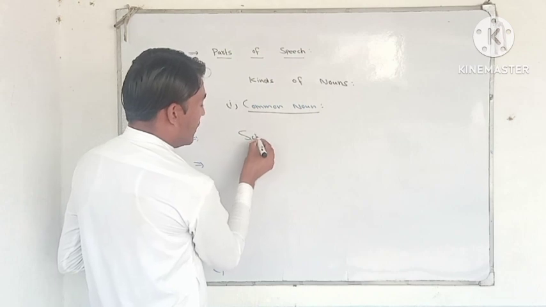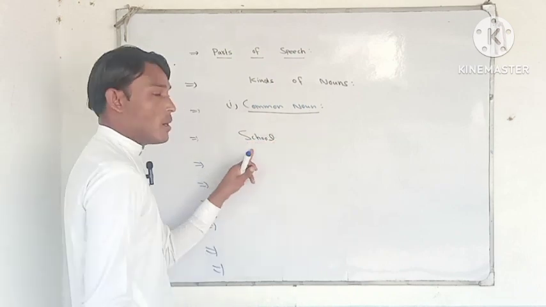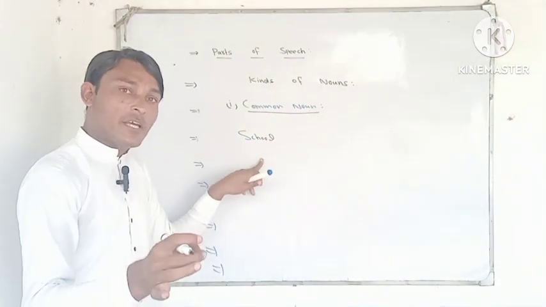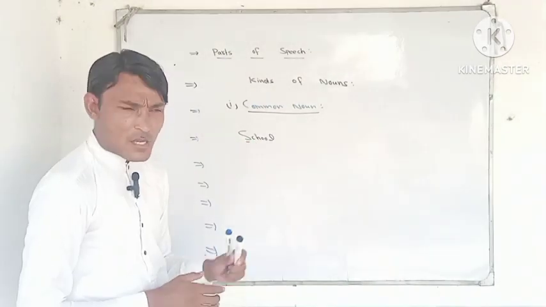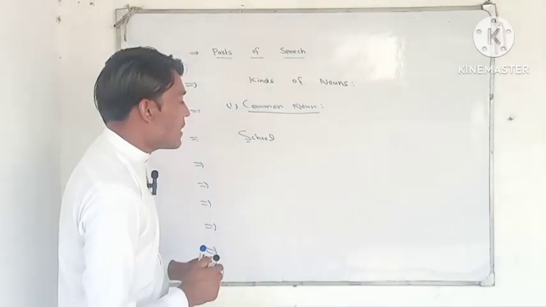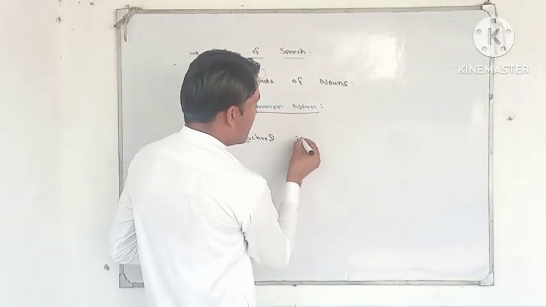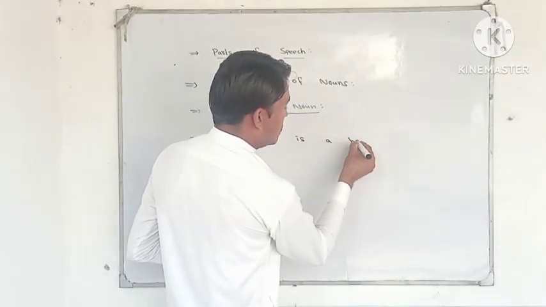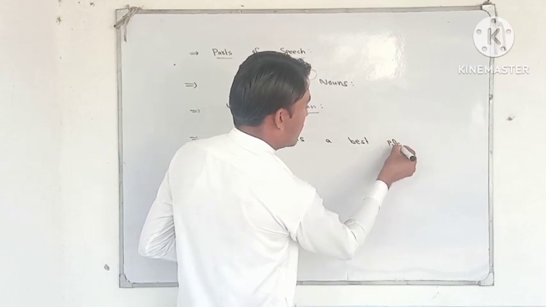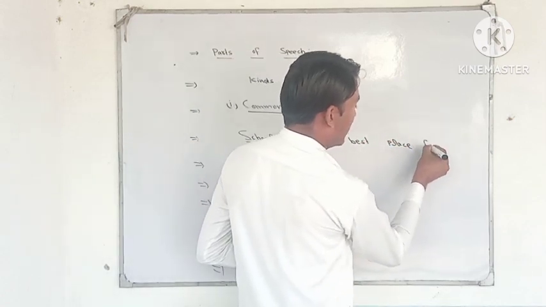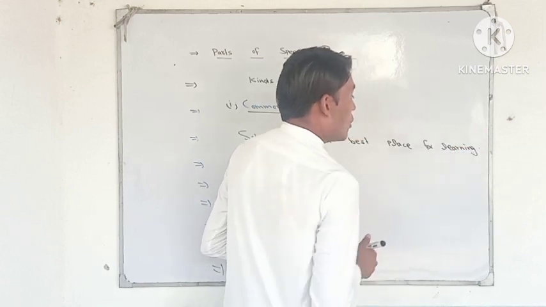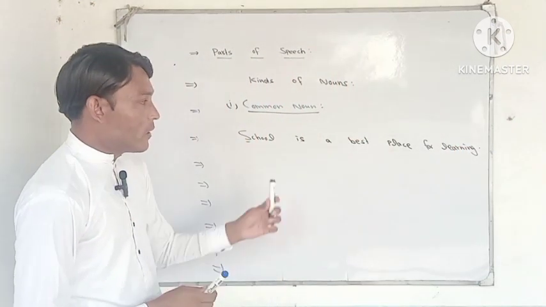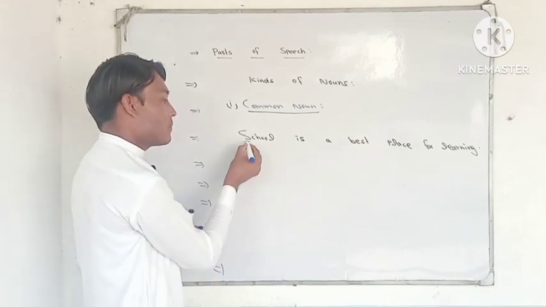School is actually a common noun. But if I want to write it at the beginning of a sentence, the first letter must be capital. For example, I say, "School is the best place for learning." If you look at this sentence, what is S? School is a common noun.